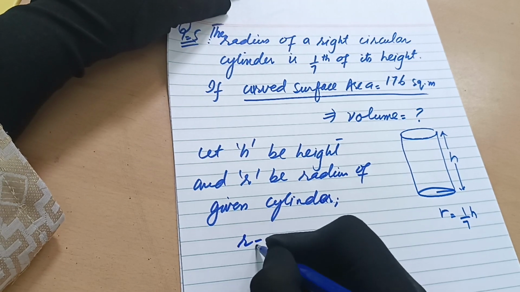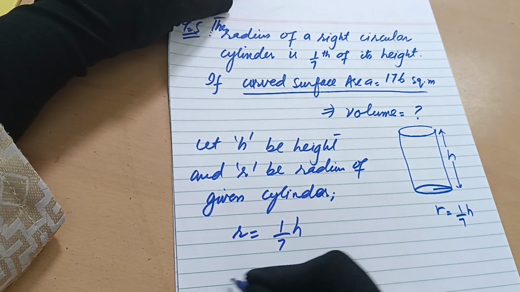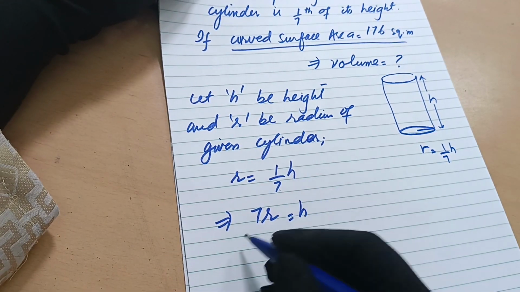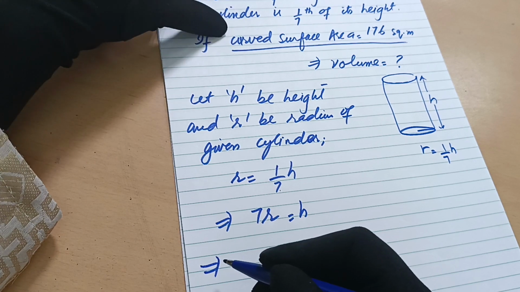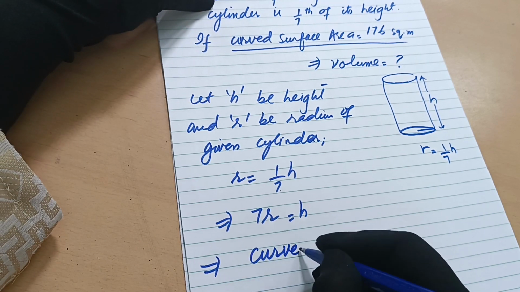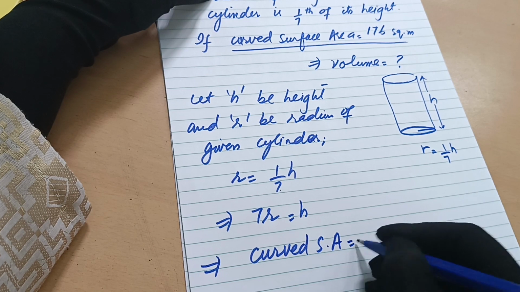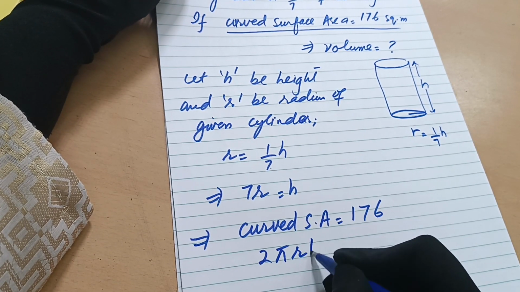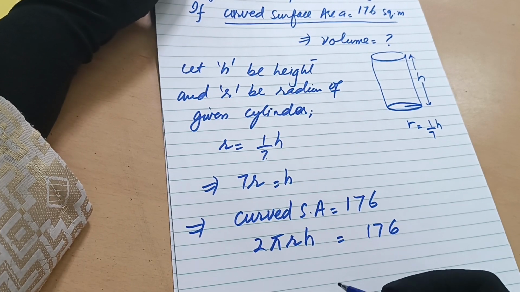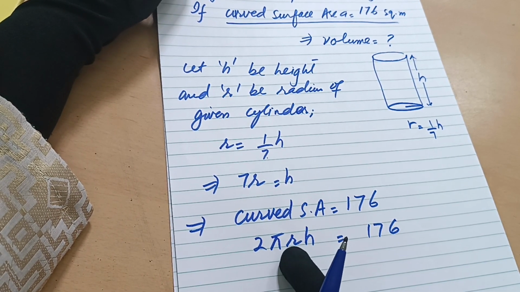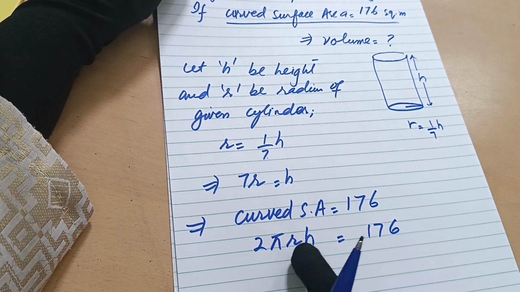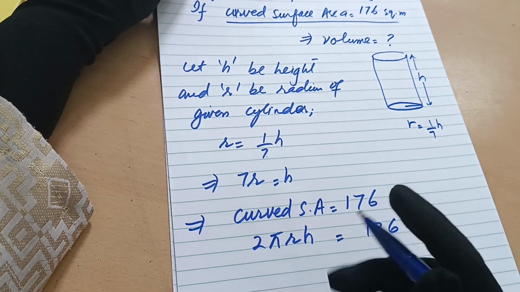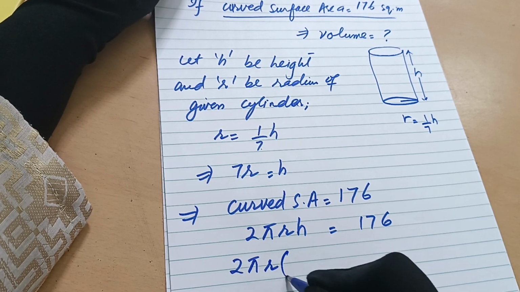Then r is equal to 1 by 7th of h. From here we can find out h is equal to 7 times r. Now another piece of information is that the curved surface area is equal to 176. We know that curved surface area is 2 pi r h, that is 176. Here the value of r we don't know, and the value of h can be replaced by 7r. If we replace the value of h with 7r, hopefully we can find the value of r also.